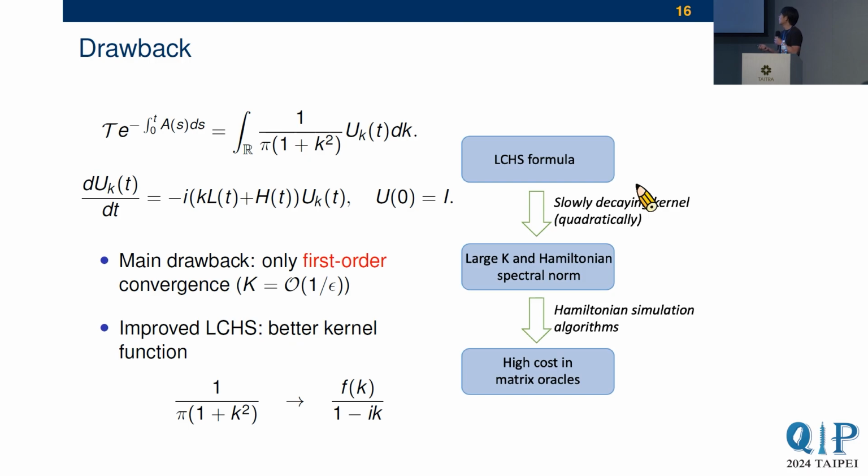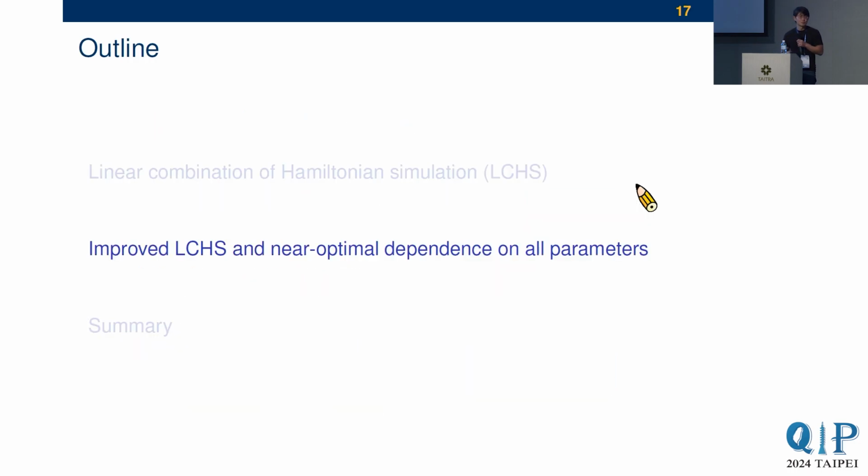So as I said, the main drawback is that it's a first order method. For a long time, we thought that's it. The unexpected thing is we just changed the method a little bit. Instead of using this kernel, we use this kernel. I'm going to tell you what F_k is. Then you achieve near optimal complexity. Boom. So that's the second part of the talk.